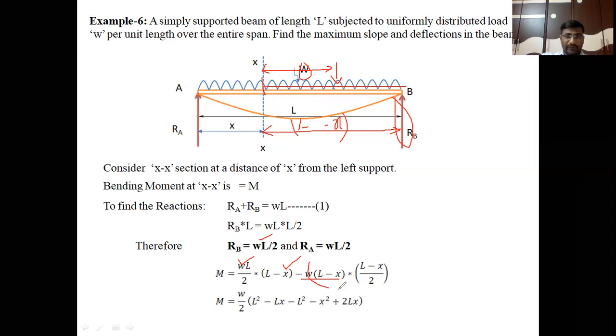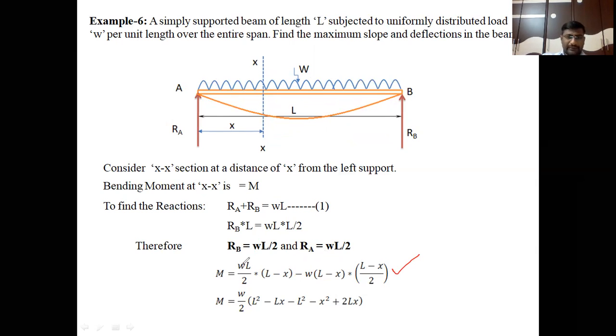Then we can get the moment of the UDL value about XX, which is negative. Why is it negative? It is acting in the downward direction, which develops the moment about XX in clockwise direction. So clockwise moment on the right side is taken as negative. Clear, students? Anti-clockwise moment on the right side is positive. Clockwise moment on the right side is negative. So this is the moment equation.